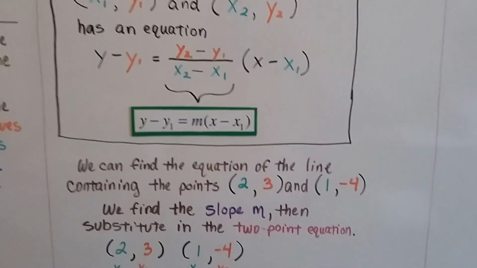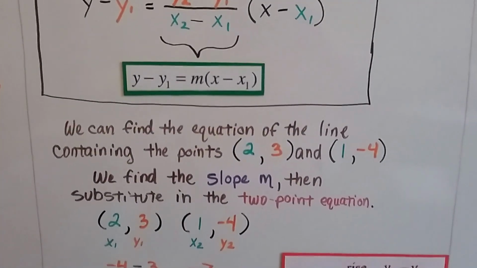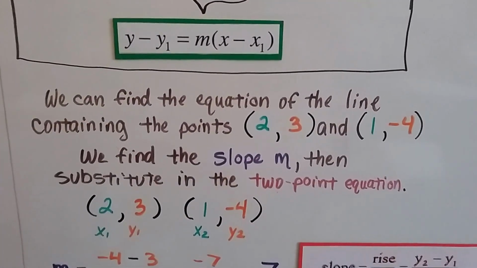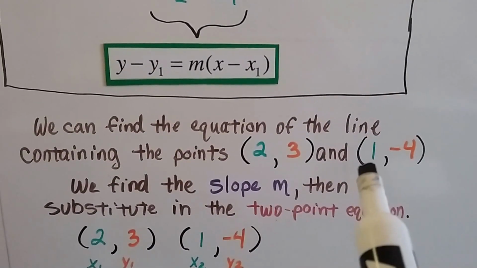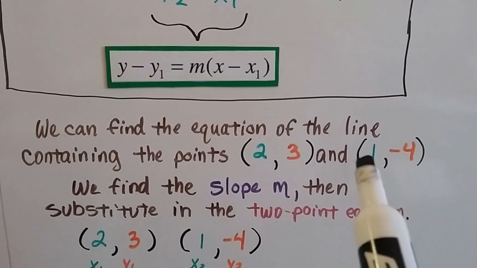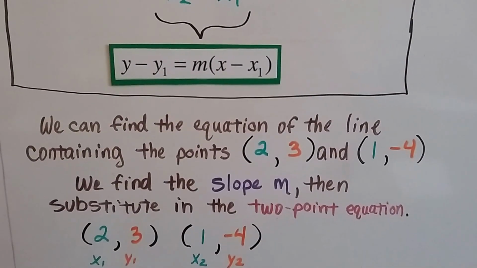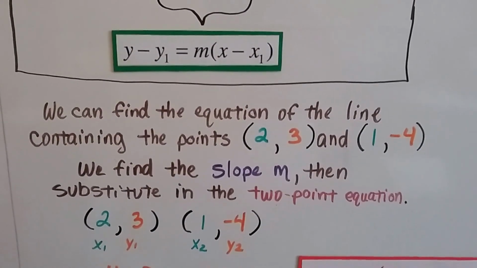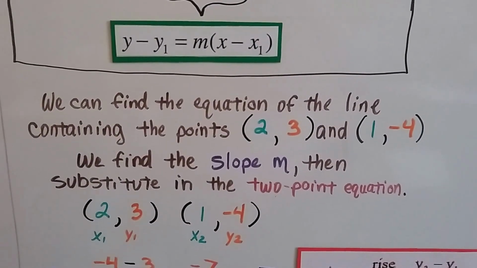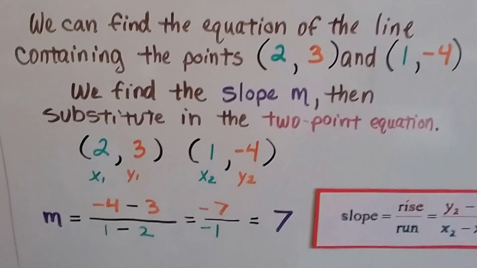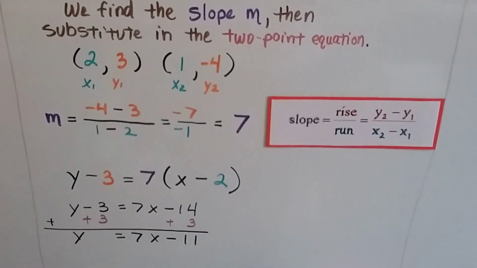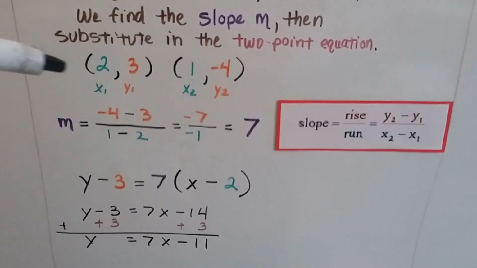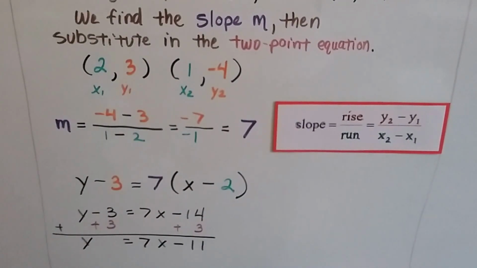We can find the equation of the line containing the points if we have 2 for x1 and 3 for y1, and for x2, y2, we have a 1 and a negative 4. We find the slope m and then substitute in the two-point equation. So here's our ordered pairs, and let me back up a little bit so you can see my math. Here's our x1, y1, and our x2, y2.